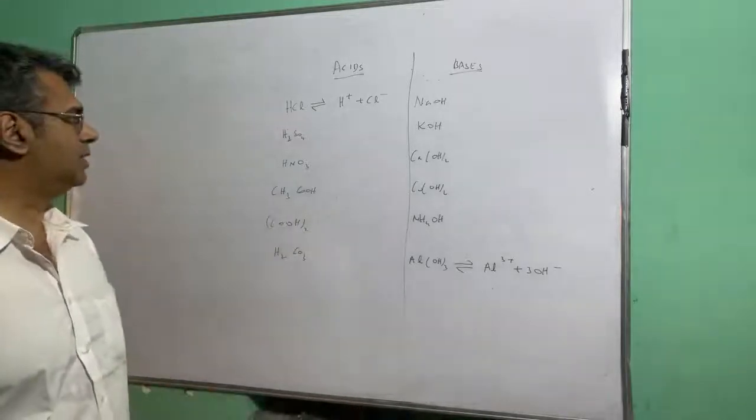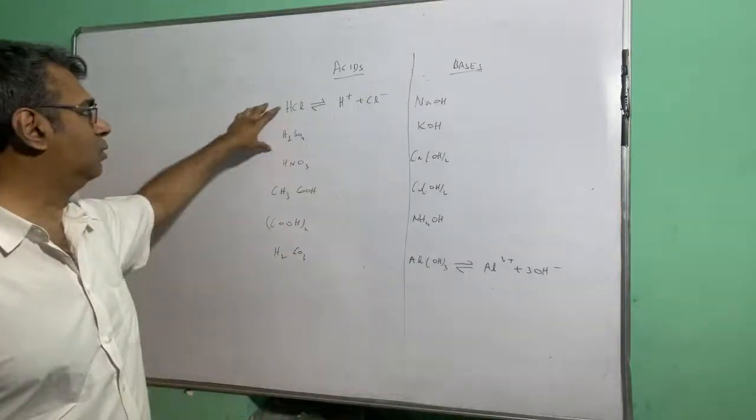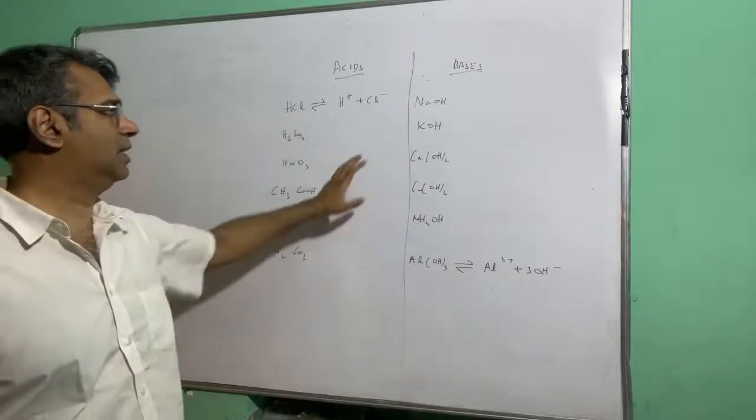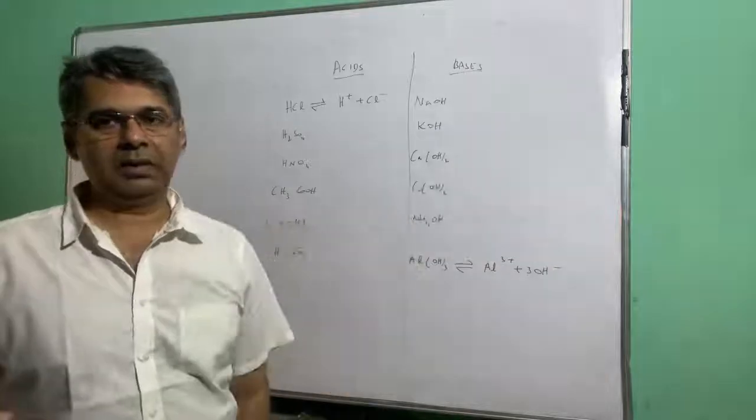So this is today's session. Your homework is: I have done one of the acids and one of the bases. For the remaining 5 acids and the remaining 5 bases, you will have to put a double arrow and complete the reaction.